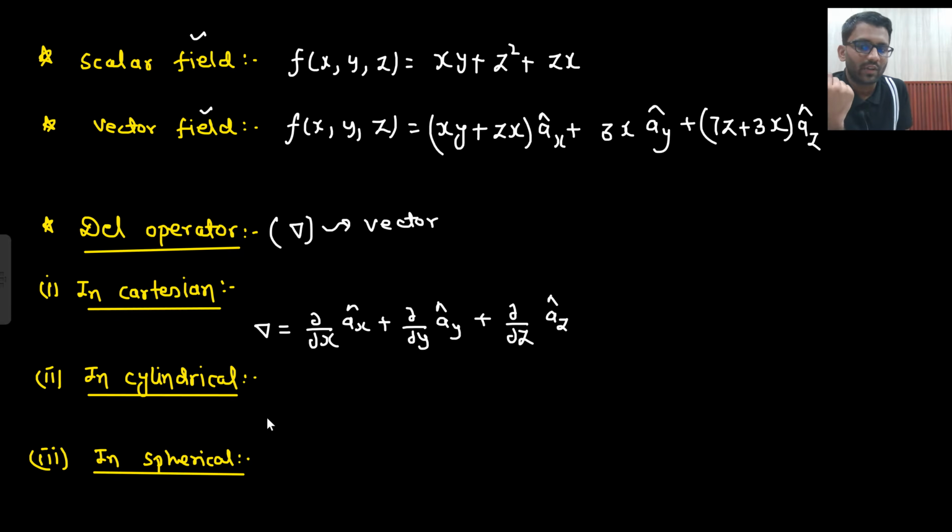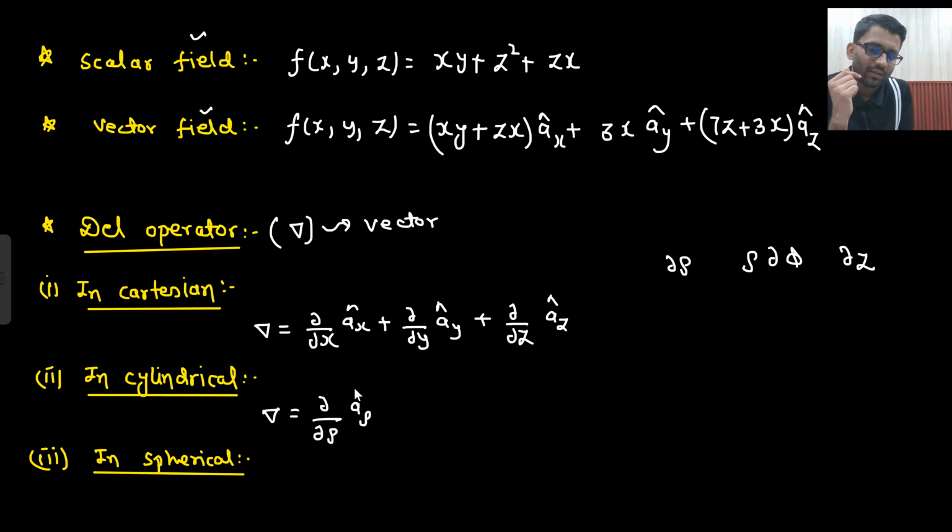In cylindrical, how will it look? So in cylindrical, how do you go? d rho, rho d phi, and dz. Here we will only do the partial differentiation. So similarly, I need to write plus 1 by rho d phi, plus dz. So in that one I need to go.